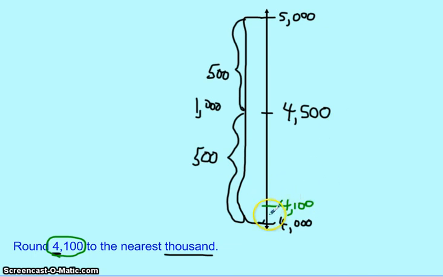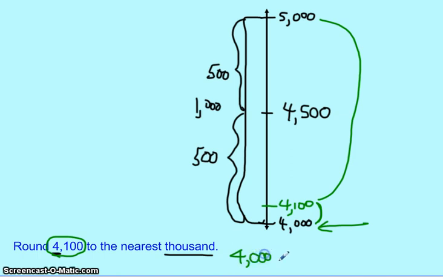So which is 4,100 closer to? Is it closer to the 4,000, this endpoint, or is it closer to 5,000? Because we're trying to get to the nearest 1,000, we're in between 4,000 and 5,000. If you said 4,000, you would be correct, because we can see on the vertical number line that it's closer. It's only 100 away. So if we rounded this to the nearest 1,000, it would be 4,000.